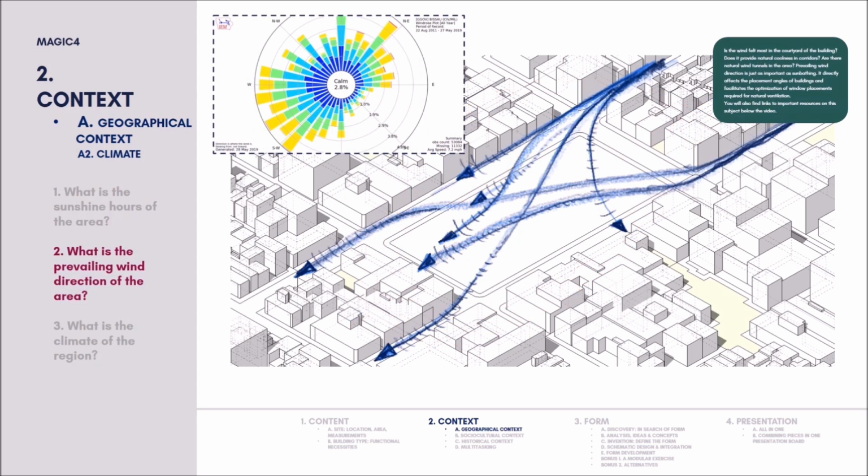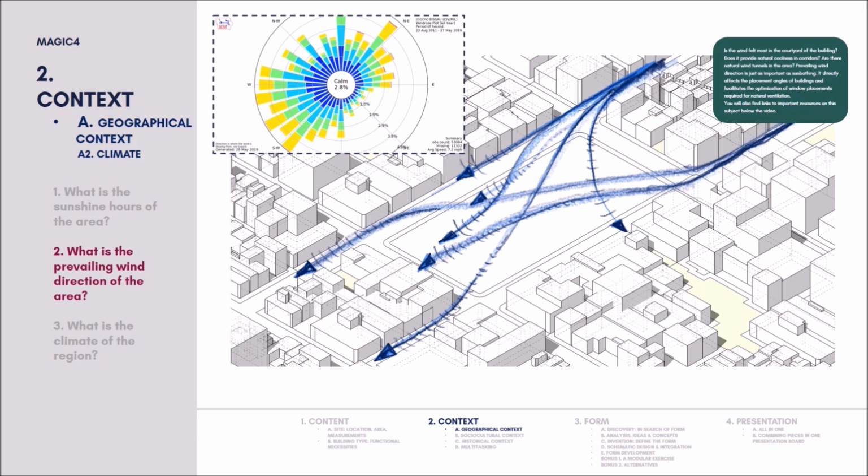A2. Climate. Question 2. What is the prevailing wind direction of the area? Is the wind felt most in the courtyard of the building? Does it provide natural coolness in corridors? Are there natural wind tunnels in the area?